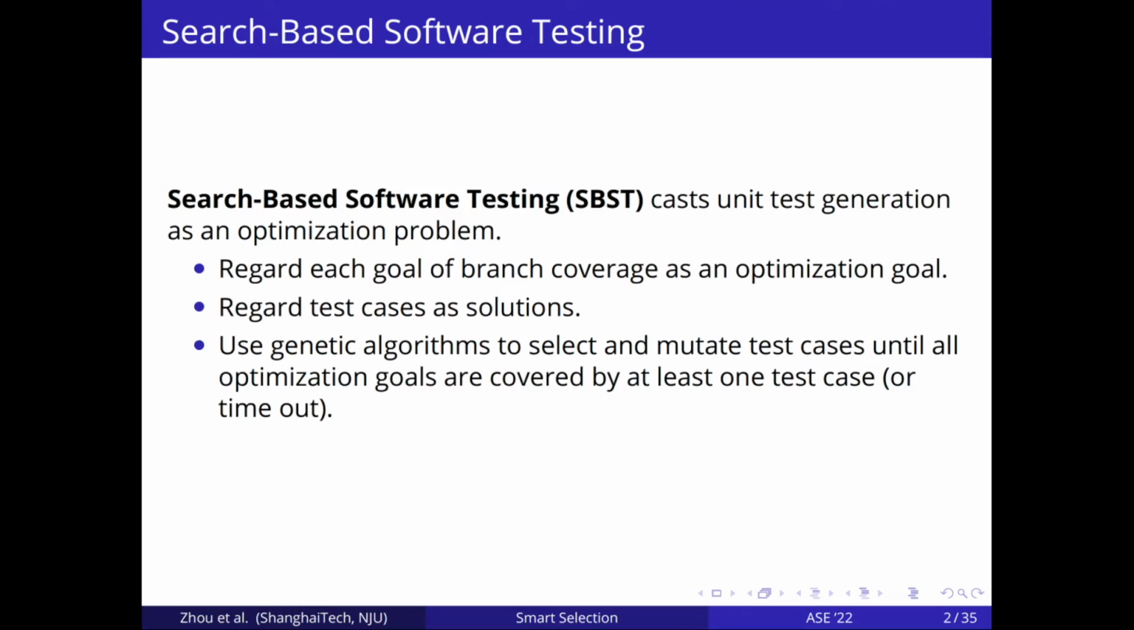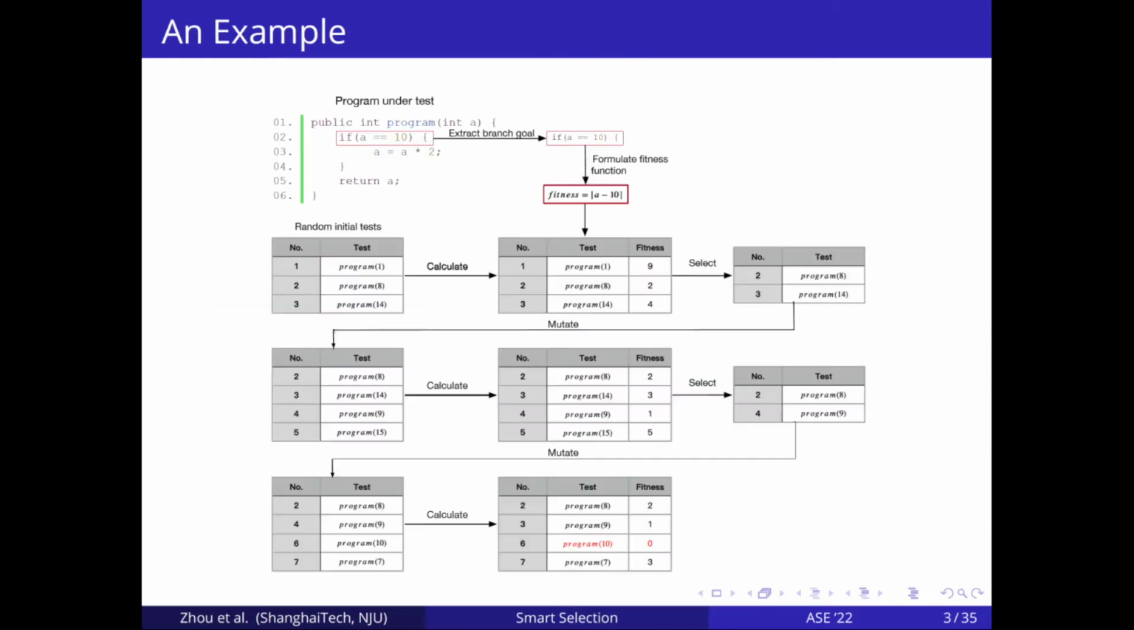Search-based software testing is a popular technique for generating unit tests. It casts unit test generation as an optimization problem. Specifically, it regards each goal of branch coverage as an optimization goal and tests as solutions. Then, it uses genetic algorithms to evolve tests until all goals are covered or timeout.